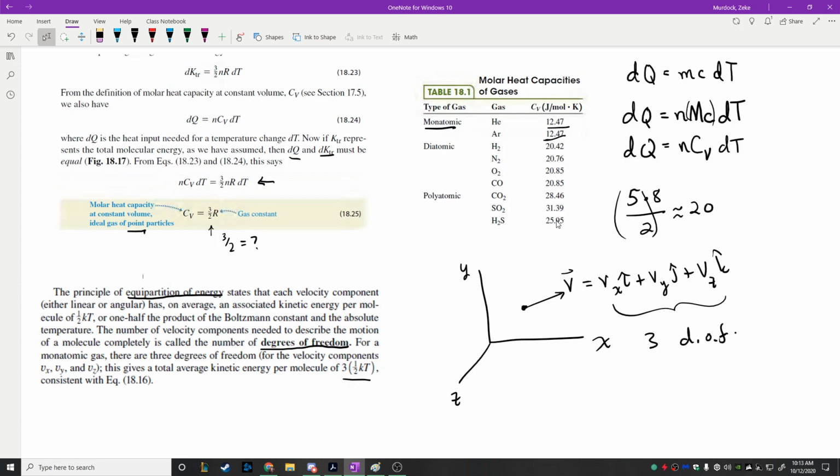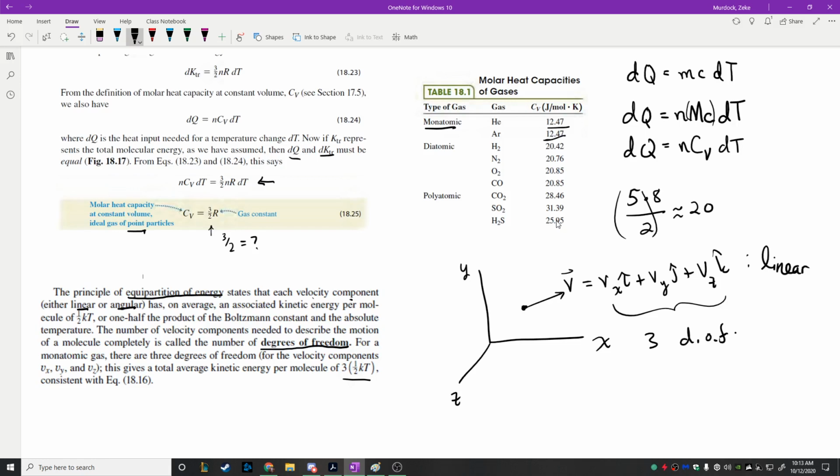And what Cam is saying is that for these diatomic molecules, they have extra degrees of freedom. If you go back to what we read, it says that each velocity component, either linear or angular. So these are linear, right? Just to remind you, linear means motion in a straight line, so you can describe motion in a straight line with these 3 components right here.